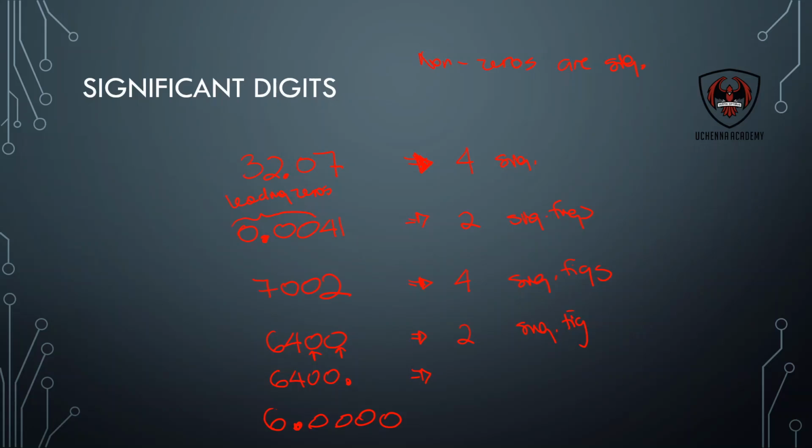Now the next one, as soon as you put a decimal there, you're stating that, hey, I actually measured this. I measured also the 0, so I know for sure that they were there. It wasn't 6,399. It was for sure 6,400. And that decimal tells us this.